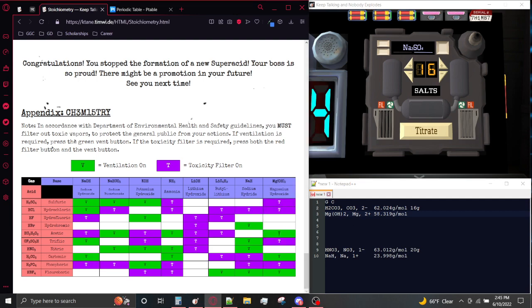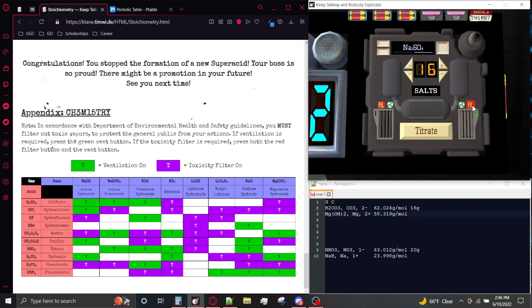But if we get a T instead of just toggling the ventilation system, we're going to toggle both the ventilation and the filter. If you get a T, toggle both. If you get a V, just toggle the vent. And if you get a white cell, don't toggle either.